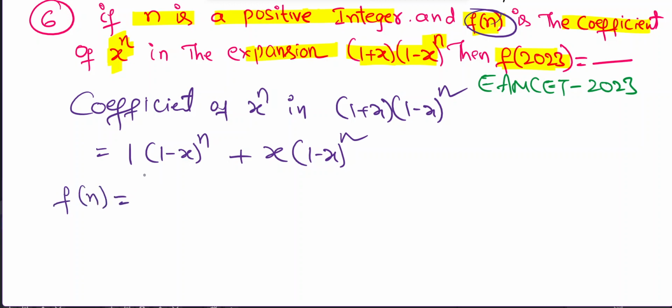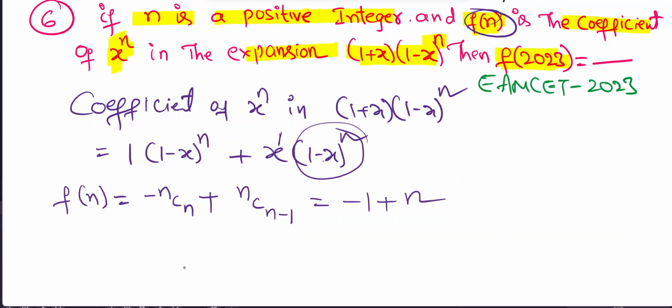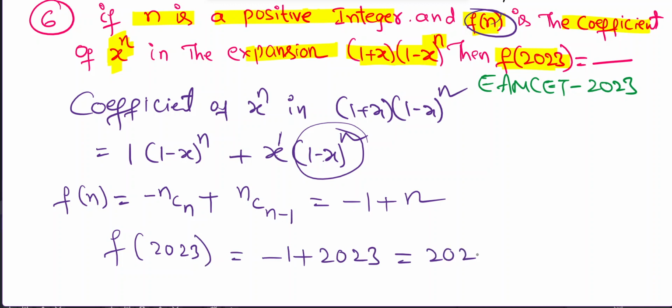f of n is equal to the coefficient of x power n in this expansion. In the first expansion, the coefficient of x power n is minus nCn, plus, in the second, write down the coefficient of x power n minus 1 in this expansion. Here x power 1 is there, that's why we are writing the x power n minus 1 coefficient, that is nCn minus 1. That is equal to minus nCn, that is minus 1, plus nCn minus 1, whose value is n. Now we find f of 2023, that is equal to minus 1 plus 2023, that is equal to 2022.